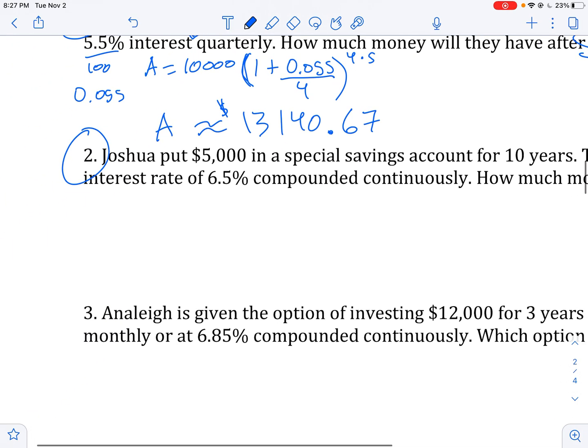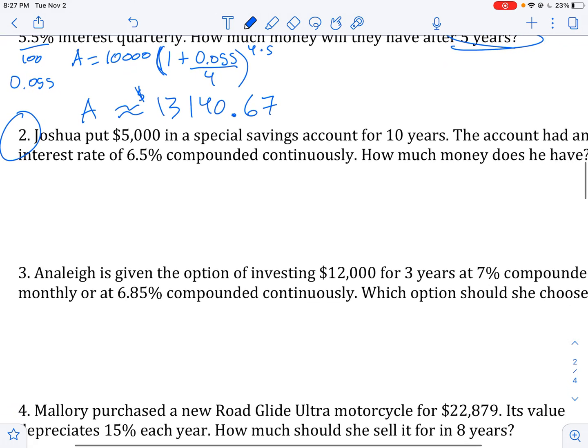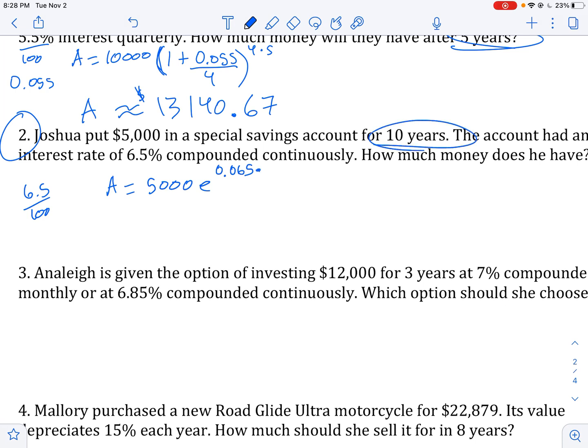So let's go to 2. This is a compounding continuously problem. So the amount is going to equal the principal, which is 5,000, times e to the rt power. The r value is this, but again, as a decimal. So 6.5 divided by 100, you get 0.065. And we're going to times by t, which in this case is 10 years. So we're going to times by 10.